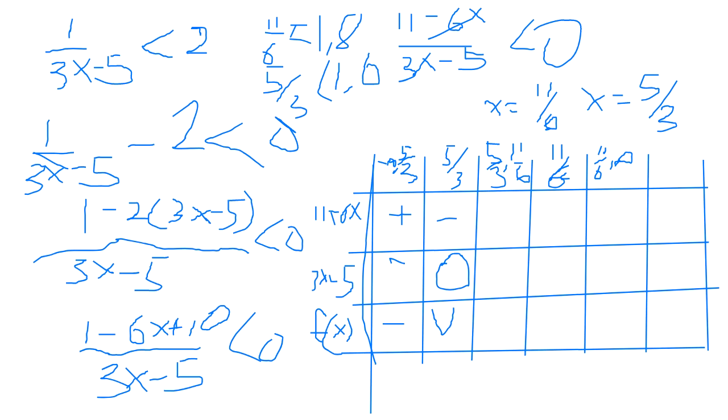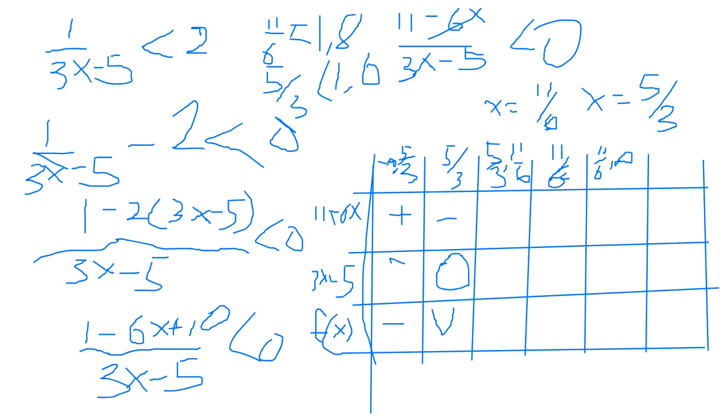So now between 1.6 and 1.8, we can pick 1.7. Can you see that? Between 5 over 3 and 11 over 6, it's 1.6 and 1.8. So I can pick 1.7. Can you see that? Yes.